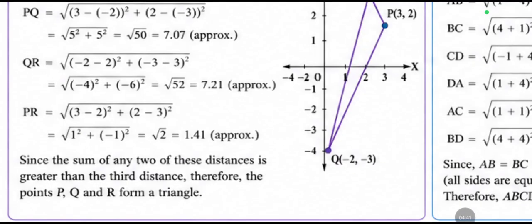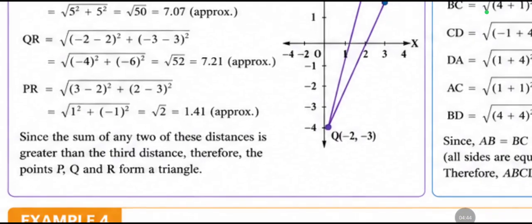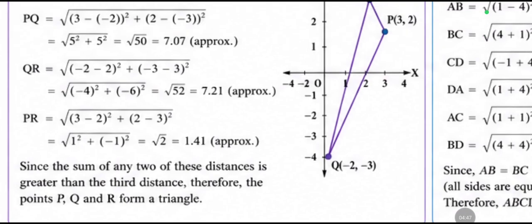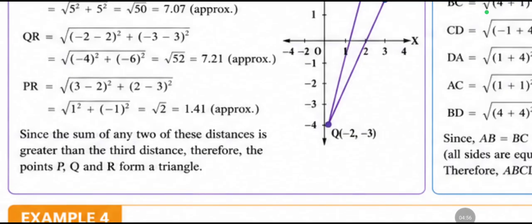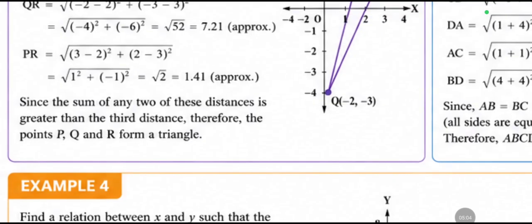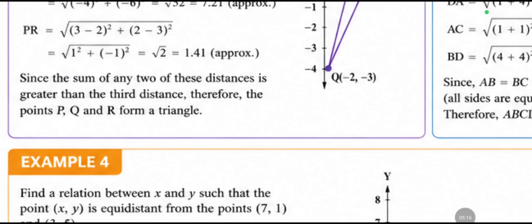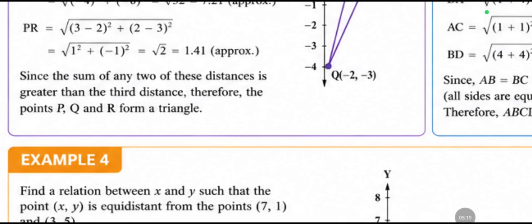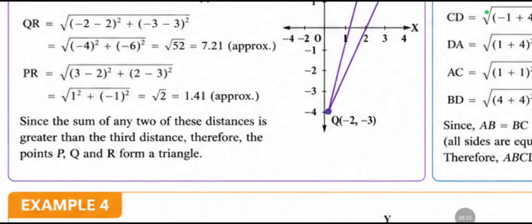Approximate value is 7.07. Similarly, the distance QR equals root of (minus 2 minus 2) whole square plus (minus 3 minus 3) whole square, root of (minus 4) whole square plus (minus 6) whole square equals root 52. Approximate value is 7.21. Similarly, the distance PR equals root of (3 minus 2) whole square plus (2 minus 3) whole square, root of 1 square plus (minus 1) whole square equals root 2. Root 2 value you already know, 1.41 approximately. Since the sum of any two of these distances is greater than the third distance, therefore the points P, Q, R form a triangle. Have a check here.